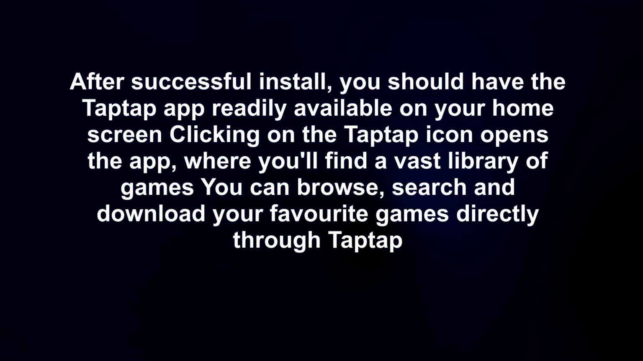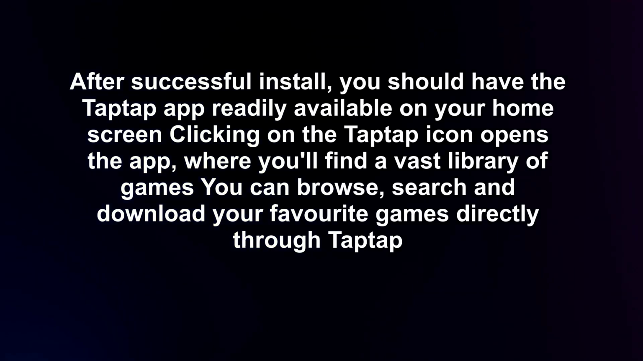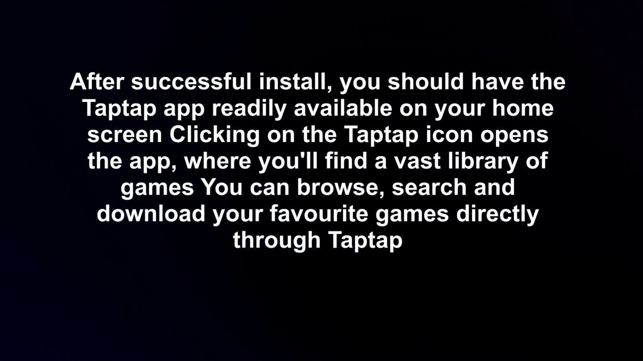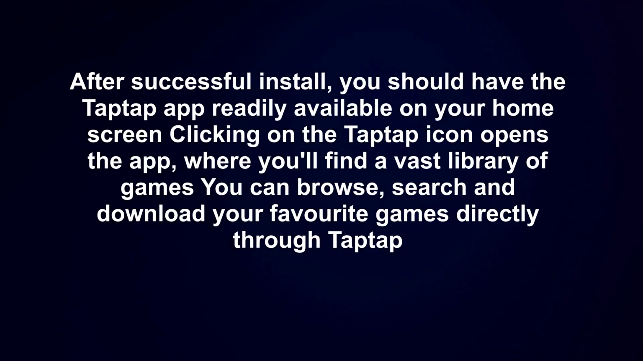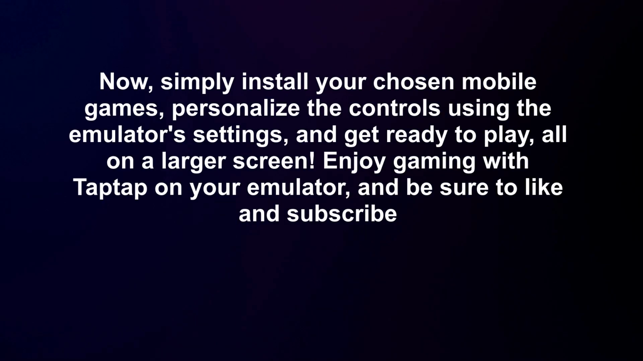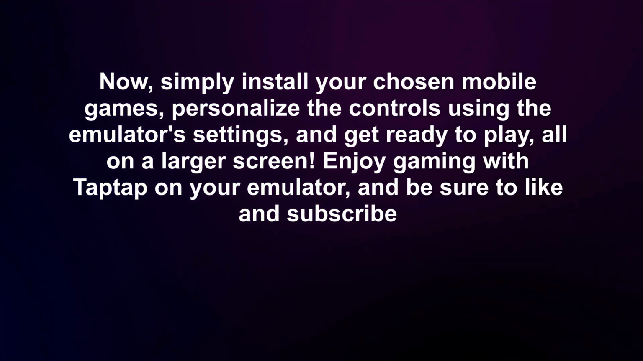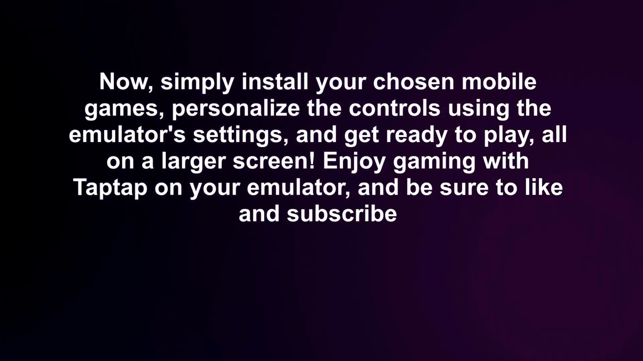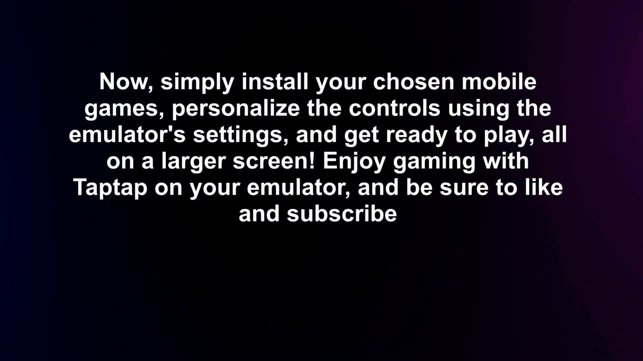Clicking on the TapTap icon opens the app, where you'll find a vast library of games you can browse, search, and download your favorite games directly through TapTap. Now, simply install your chosen mobile games, personalize the controls using the emulator settings, and get ready to play, all on a larger screen.